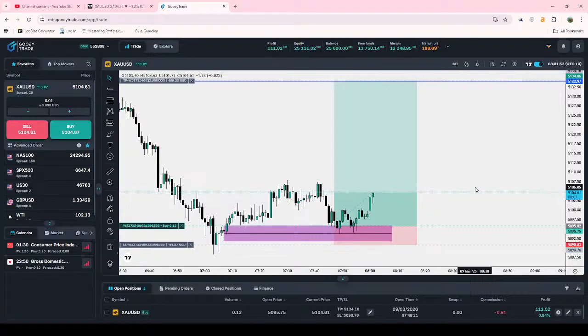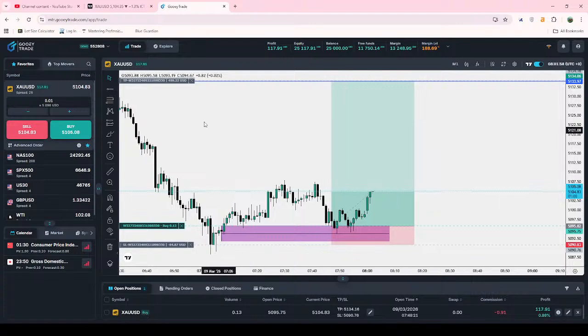I will take a partial when the profit reaches like $250. The 500 is the overall profit target. At least 2% is required on this trade.